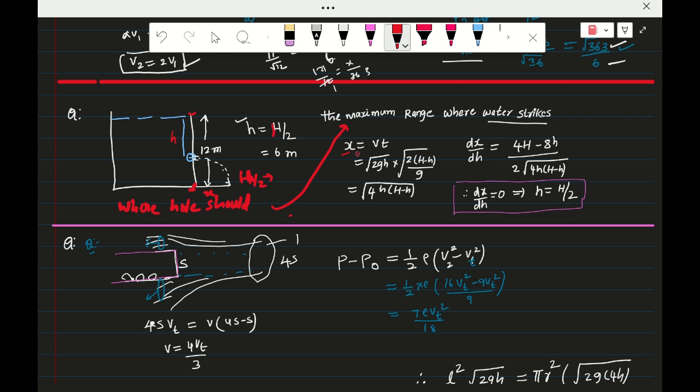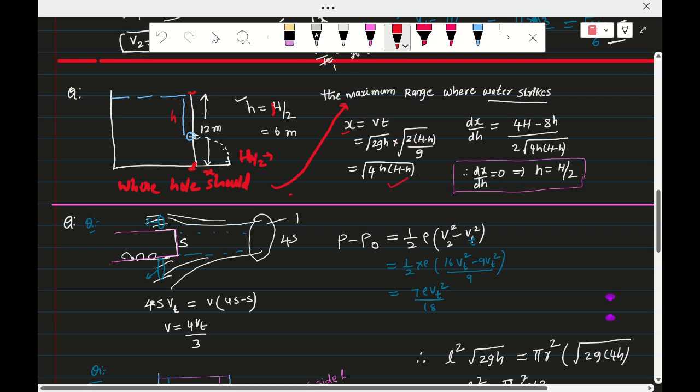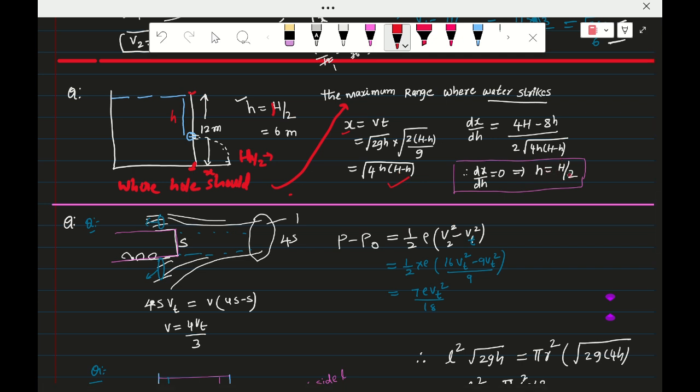So in that case, if you take dx by dh, the x value we have to differentiate with h, which is equal to 0, that gives the maximum range. Let us differentiate this. x is equal to v into t, v equal to root 2gh, from applying Bernoulli's principle. Time is equal to root over 2h by g. In this, no doubt, the formula will be like this. Differentiating x, now we will get h is equal to H by 2. So now, next model.